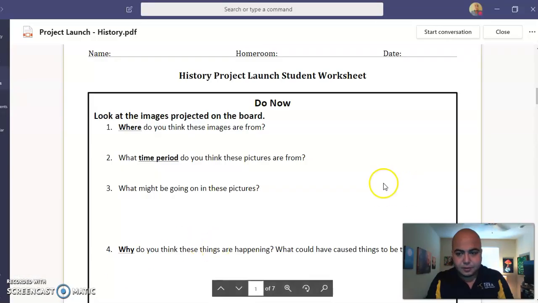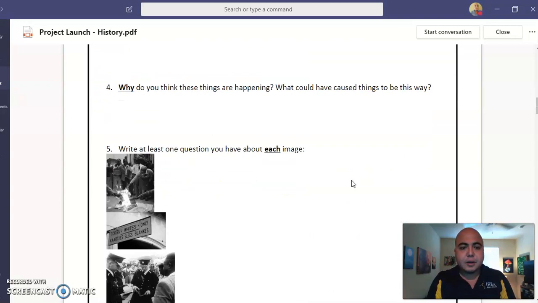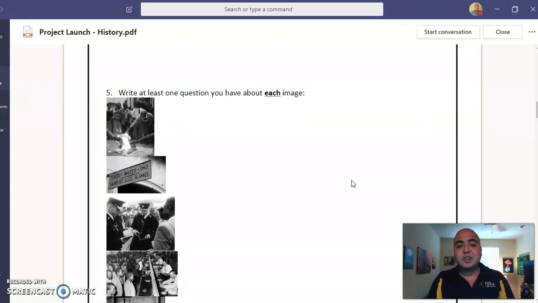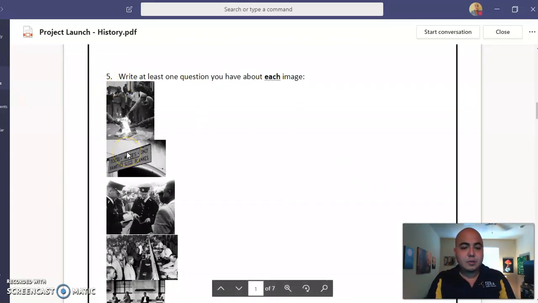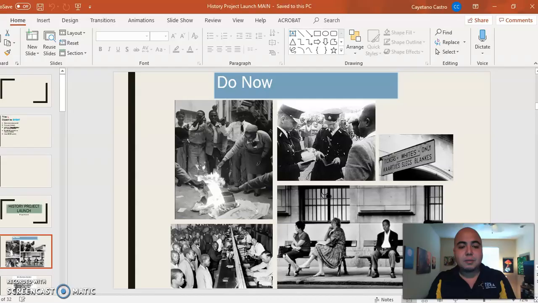Question 5 is merely asking, write at least one question you have about each image, which are right there. You can use the handout from the files, or you can use the images from this PowerPoint presentation. Again, take 5 minutes. You can press pause at any moment, and we'll resume after this. So take 5 minutes. Press pause.